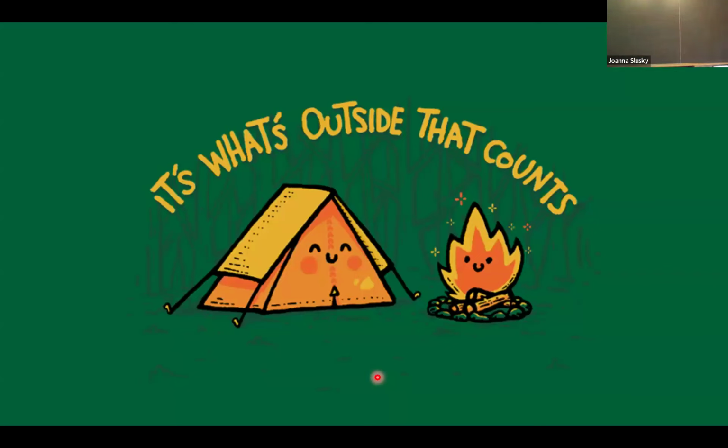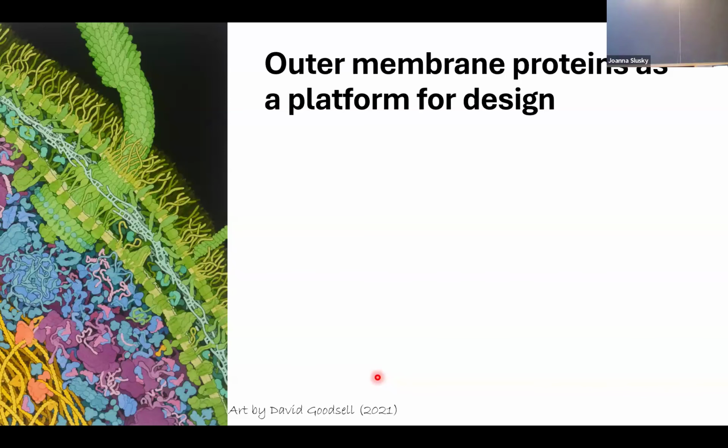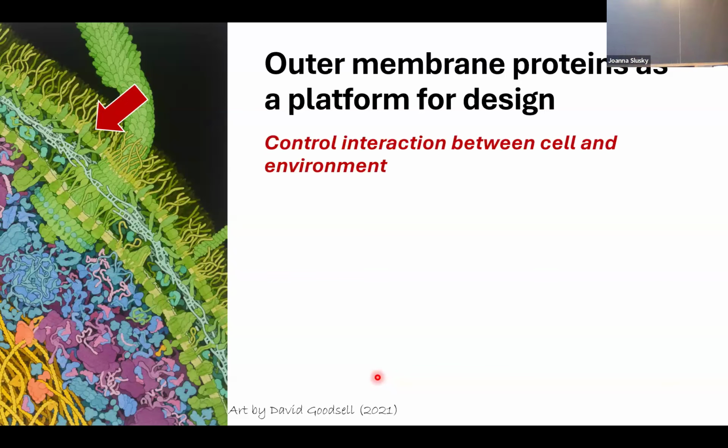Okay, maybe a slow reveal on that one, but the idea here is not that we're particularly materialistic, but rather that we look at the outside of a gram-negative bacterium. Here you're seeing a lovely picture by David Goodsell, where this is E. coli, and we say that is an amazing platform for protein design. So what do I mean by that? Well, fundamentally, that location is able to control the interaction between the cell and its environment. And when you can do that, you can do all kinds of interesting things.